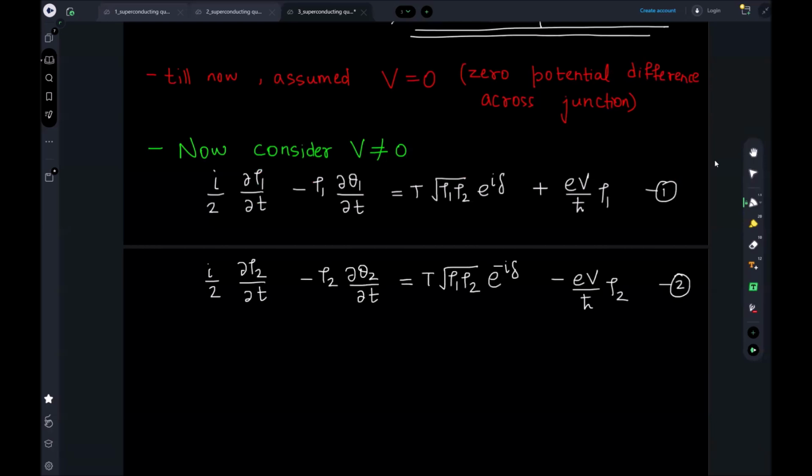Now, if you remember from the previous video, we had actually compared the real and the imaginary parts of these two equations. So if you now notice the imaginary parts, if you compare the imaginary part of both the equations, it will not change. So the expression of the current will remain unchanged. However, for the real part, we will get something different now. And I'm going to compare the real parts of both these equations and write them down.